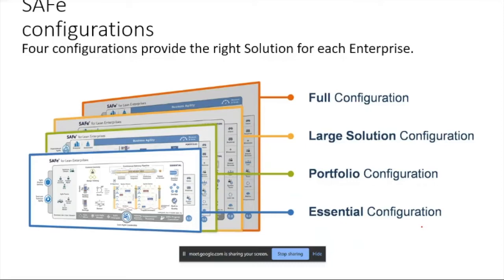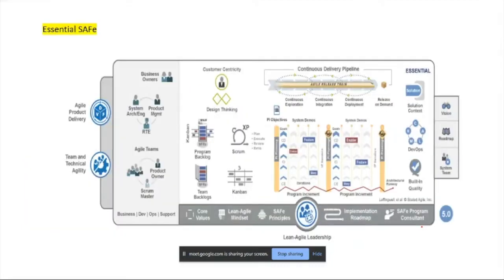Essential used to be a team and a program level. They combined those. The rest of them are Full, Large Solution, and Portfolio. I will go over each one of them individually. So let's look at Essential SAFe.